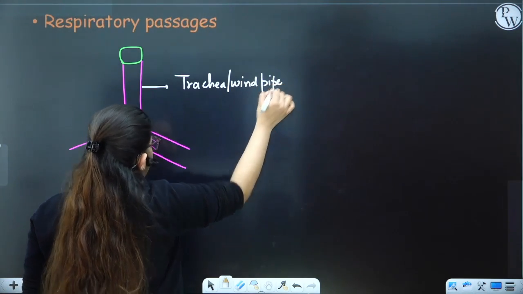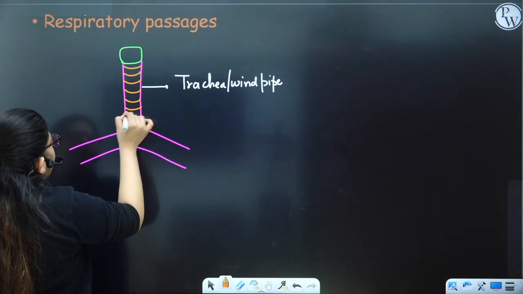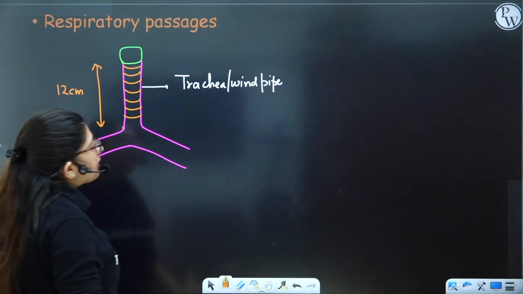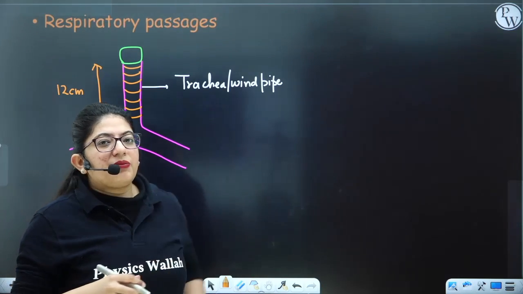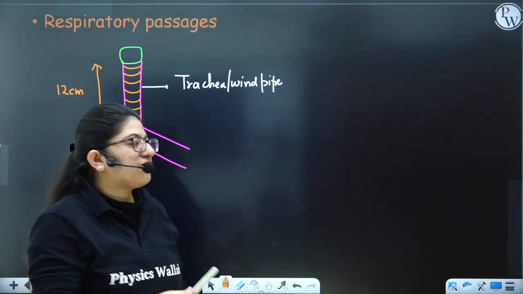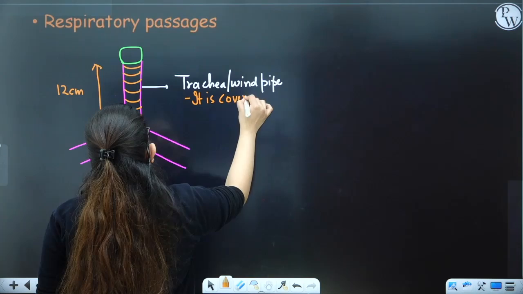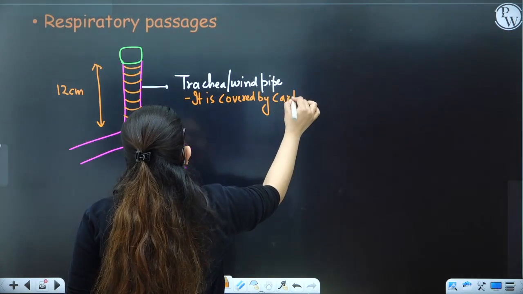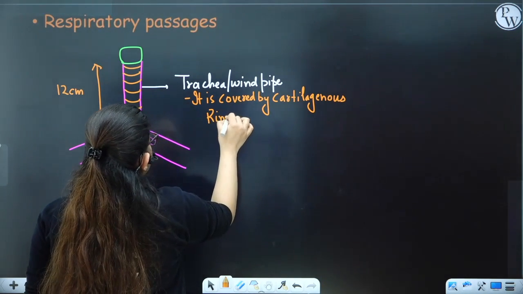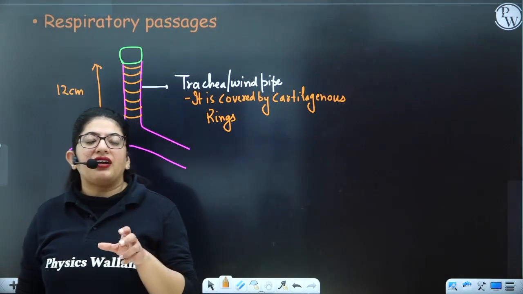The trachea is covered by incomplete or C-shaped cartilaginous rings, right? How long is the trachea? It's around 12 centimeters. And what is it covered by? It is covered by C-shaped cartilaginous rings like this. So if this is the trachea, these types of rings are present. Now, what is the function of the cartilaginous rings? These rings prevent the collapse of the trachea.